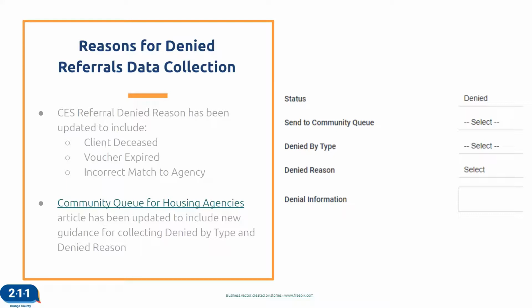So we have updated our knowledge base article, Community Queue for Housing Agencies. This article goes over the entire coordinated entry process for housing providers. At the end, there's a section on denying a referral, and that's where the updates have been made. And I'm going to go over those in a little bit more detail. So next slide.